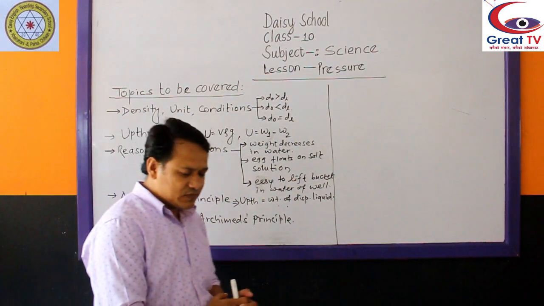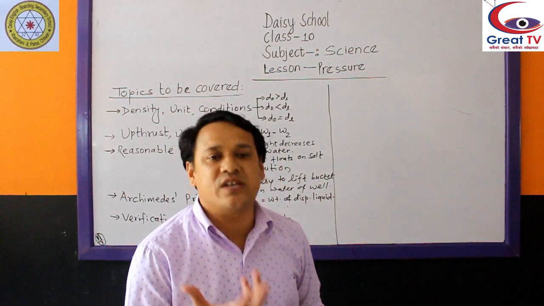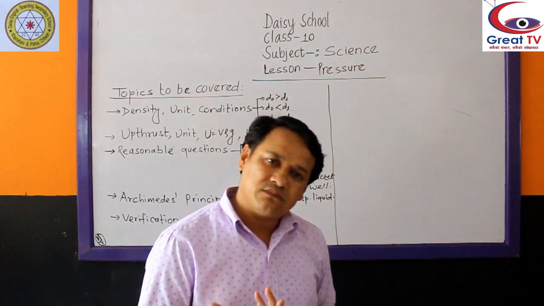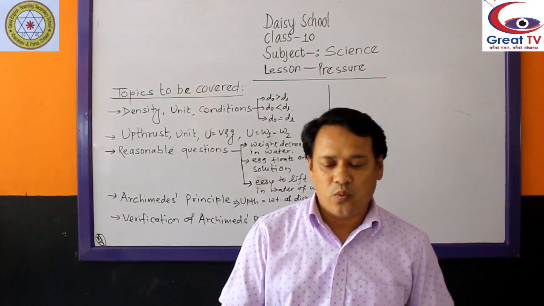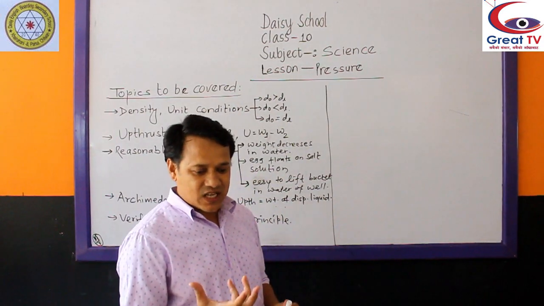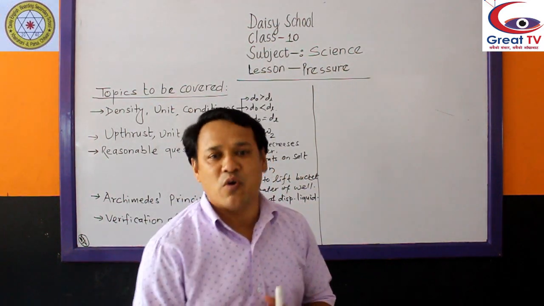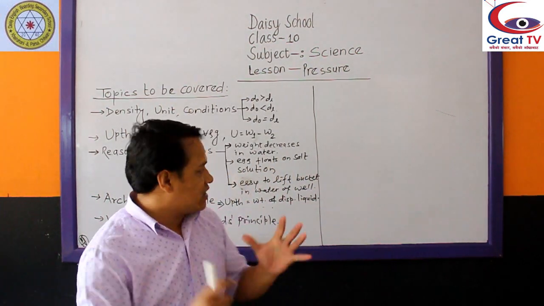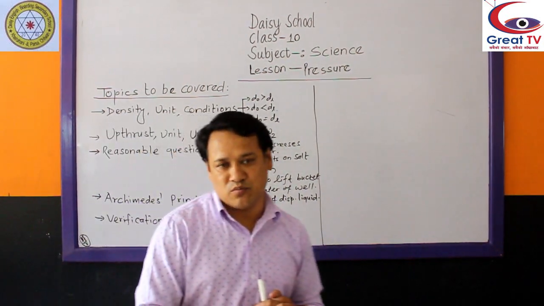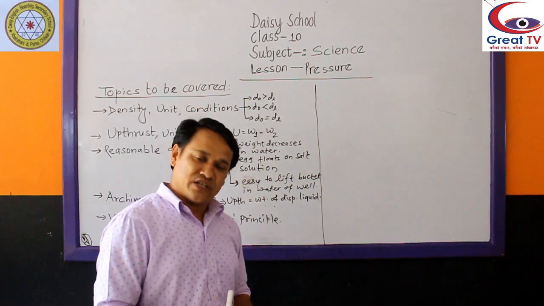Density. Density means how heavy the object is. That is related with density. We define it as mass per unit volume: how much mass can be kept in the unit volume of that object. Mass per unit volume, that is related with the density.